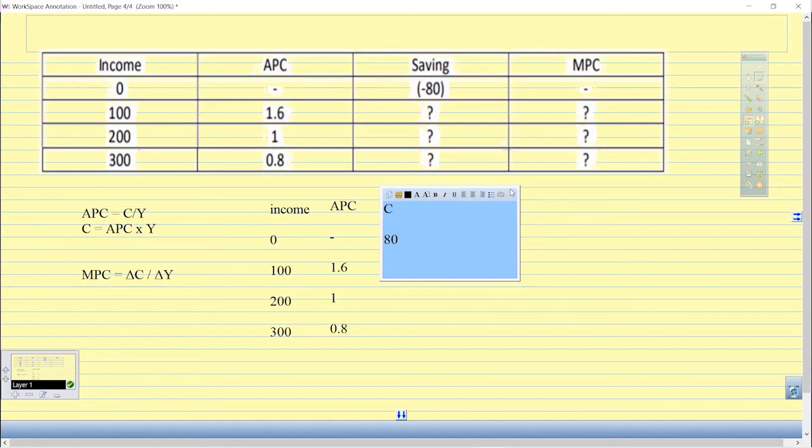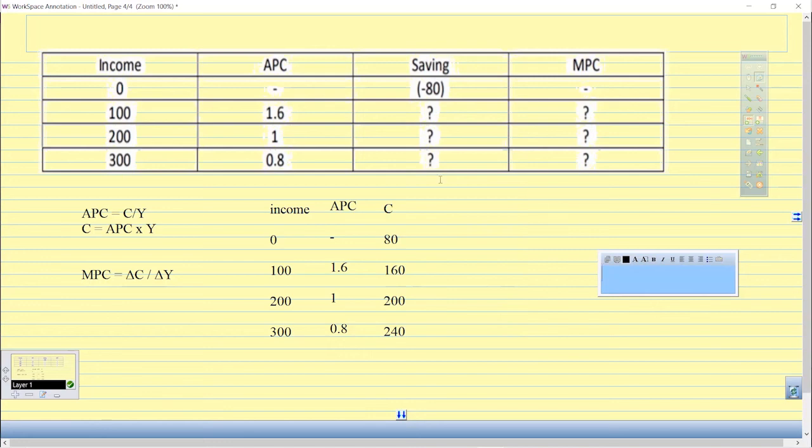Next, when income increases to 100, 100 into 1.6, that is 160, will be the consumption. Then 1 into 200 is 200. Then 300 into 0.8 is 240. These will be the different levels of consumption.